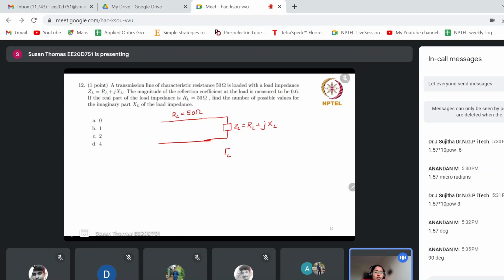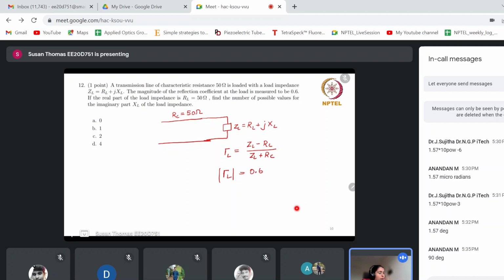So, why would a reflection happen? Because the characteristic resistance is not the same as the load impedance. Definitely there will be a reflection. So that reflection coefficient can be calculated with this equation: ZL minus RC by ZL plus RC. So this is gamma L. The magnitude of that gamma L, that is modulus of gamma L, is measured as 0.6.